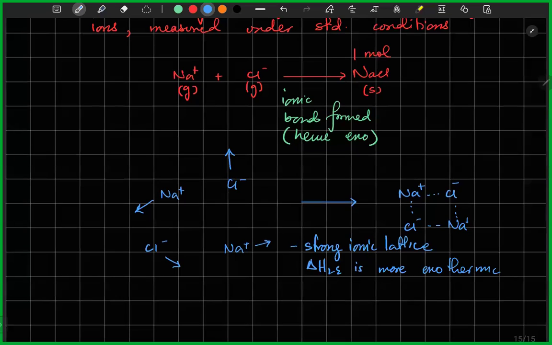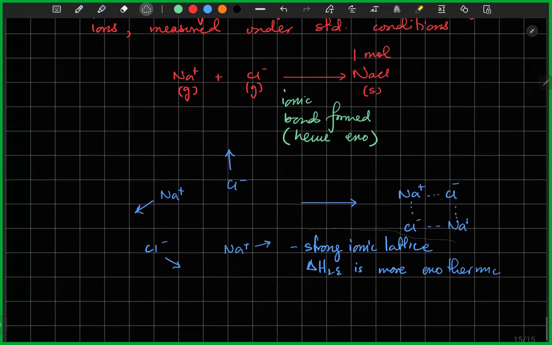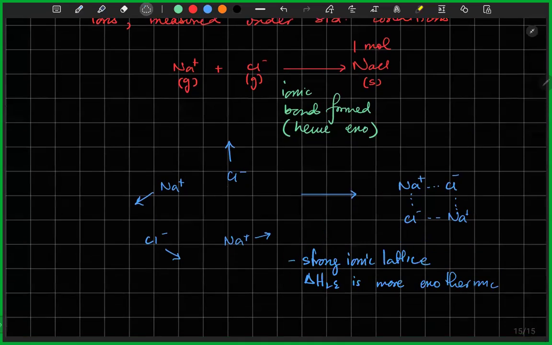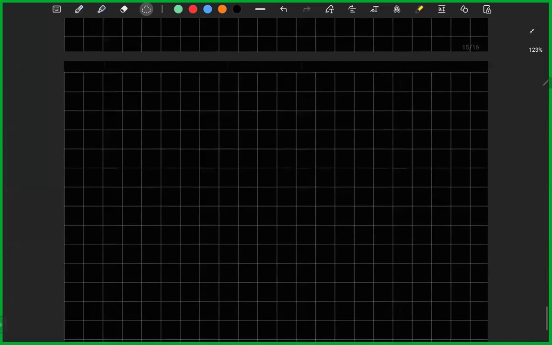ठीक है, stronger bonds बन रहे होंगे तो वो ज्यादा exothermic होगा. Right? Is this clear? Yes, sir. जितने strong bonds.